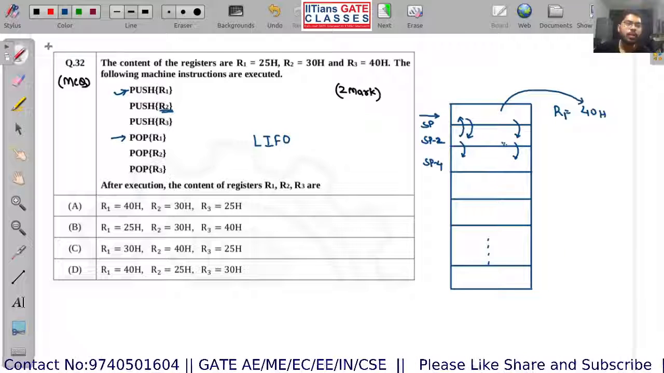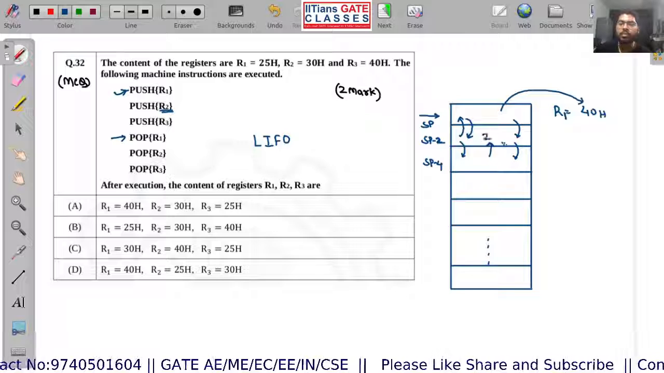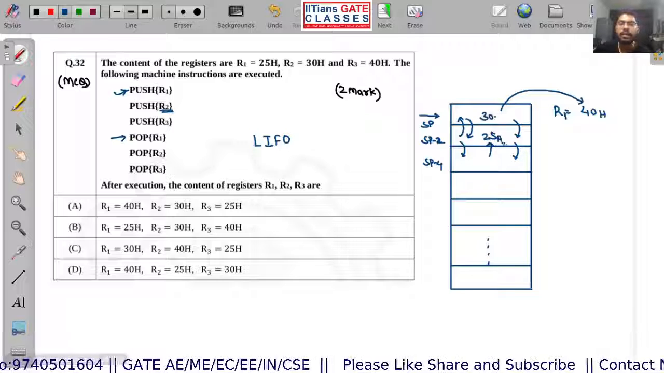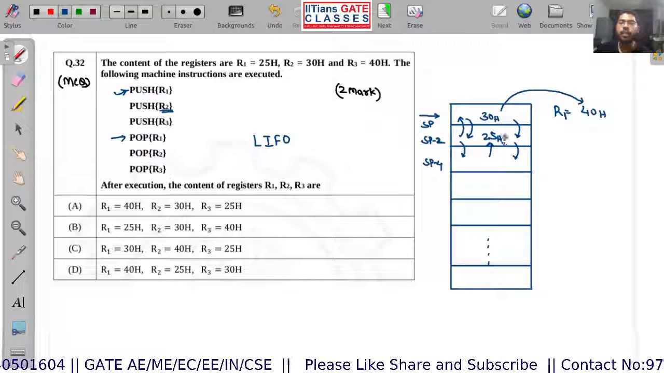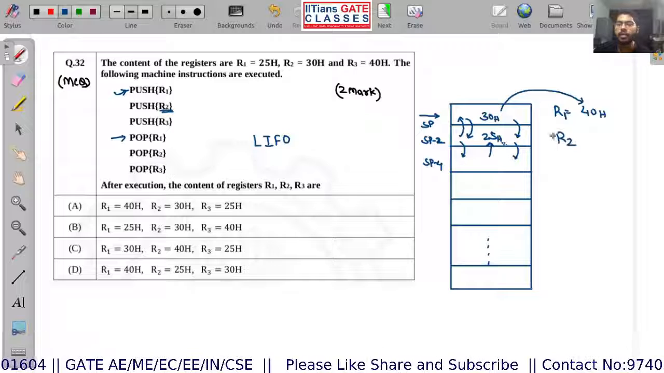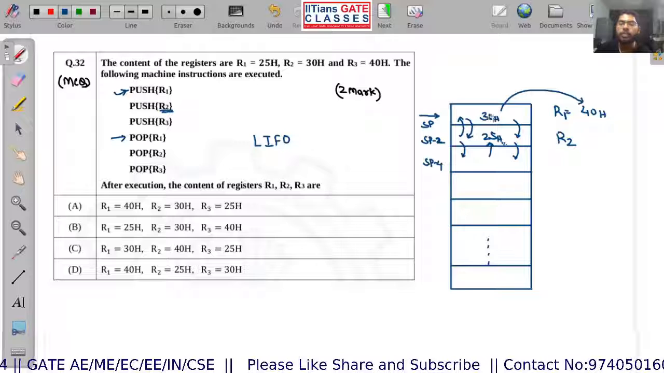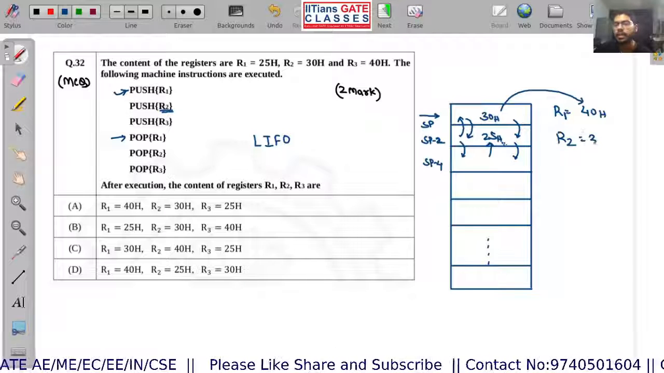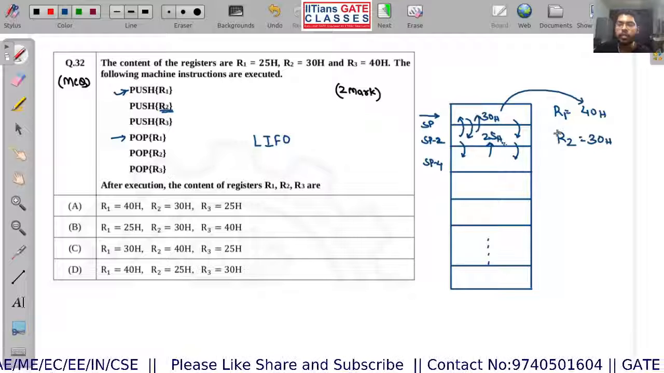So now again what is happening? This 25H will move back to SP2. So this is now 25H and this is 30H. Now again what we have? Pop R2. So what will happen when I do pop R2? The content of R2 will be whatever data is there at the top of the stack, so that is 30H. And this 25H will shift to the top of the stack.